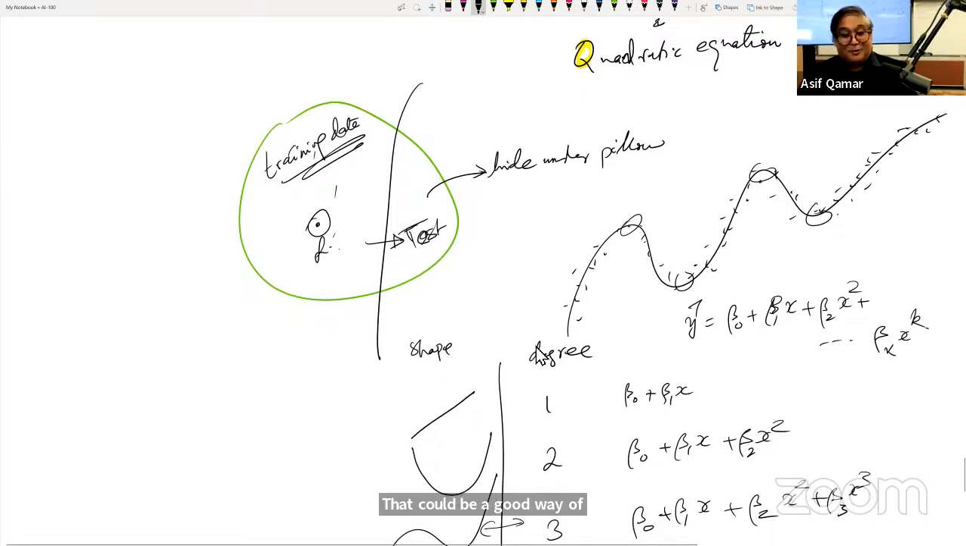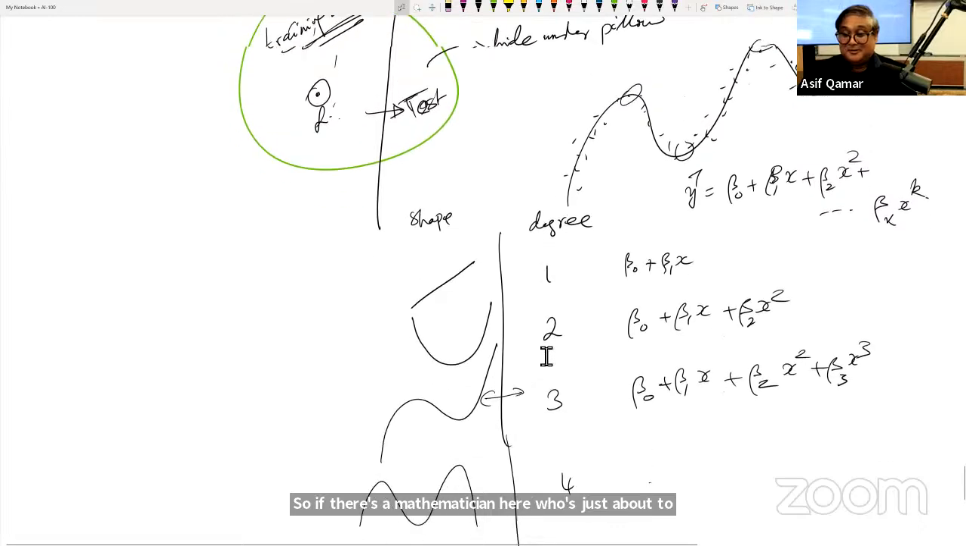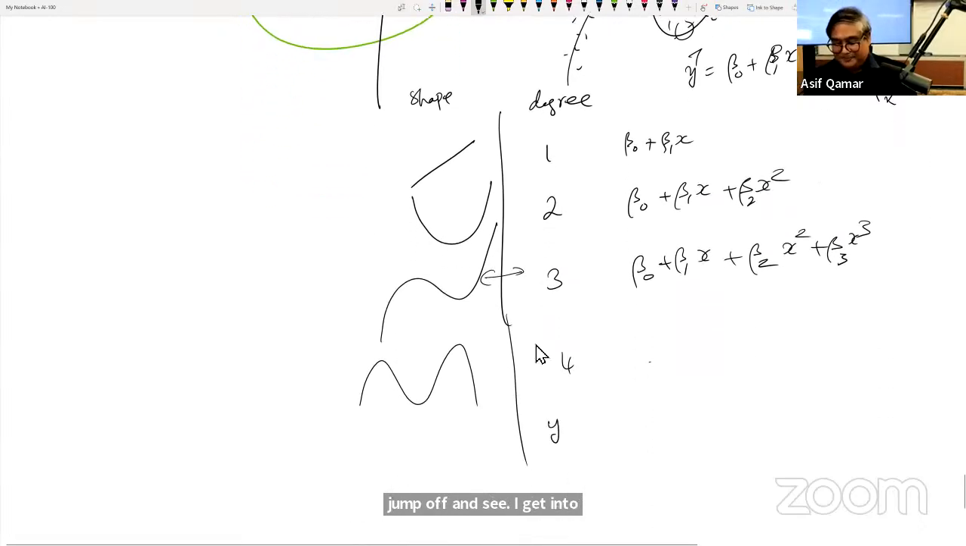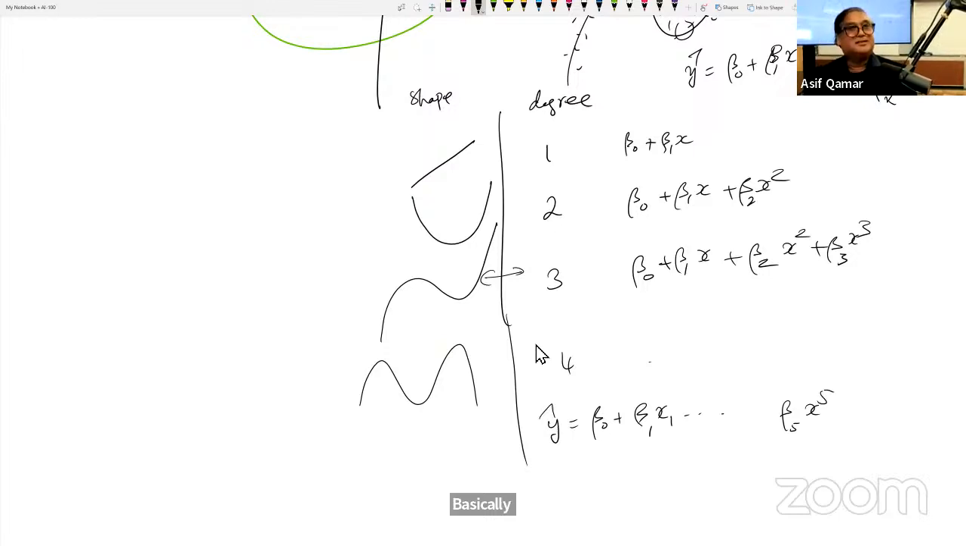Now, by the way, there's a flaw in the argument. So if there's a mathematician here who is just about to jump off his seat, hang on to your chair. So you have a polynomial of degree 5, and you can write it as y is equal to beta naught plus beta 1 x1 and so on up to beta 5 x5, isn't it?